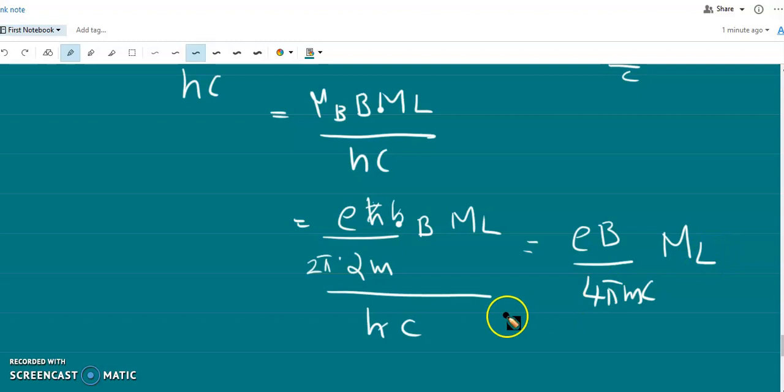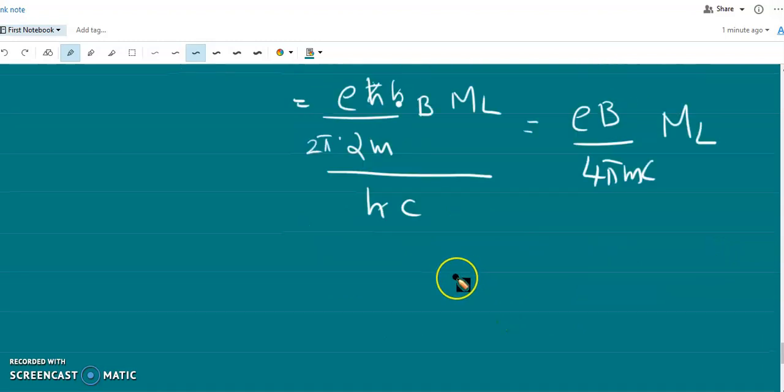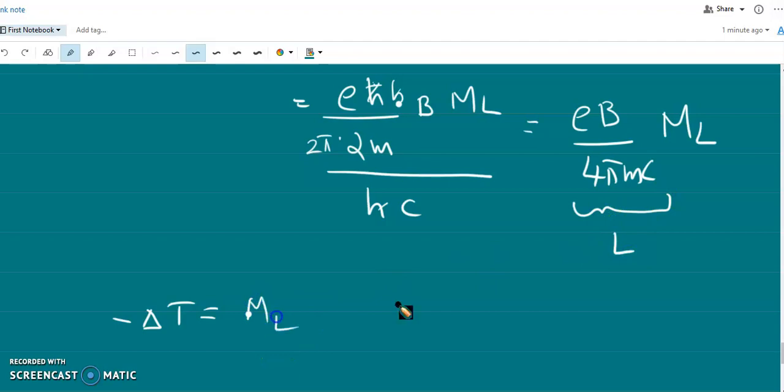So this EB by 4 pi mc is called the Lorentz unit, and therefore minus delta T, that is the interaction energy in wave number units, is given by ml into L prime, where L prime is the Lorentz unit, EB by 4 pi mc.